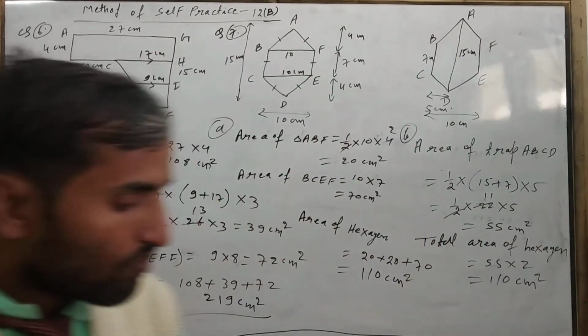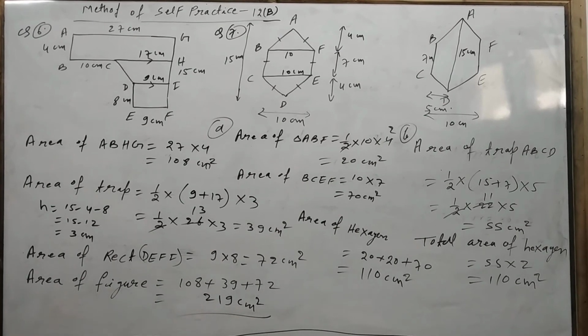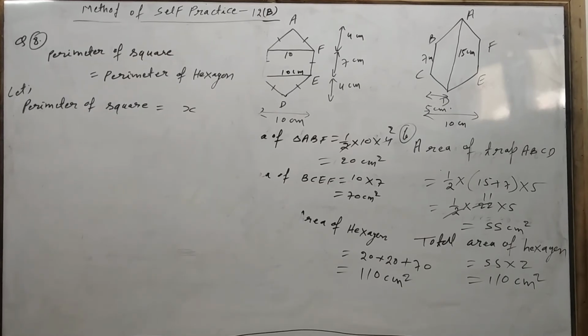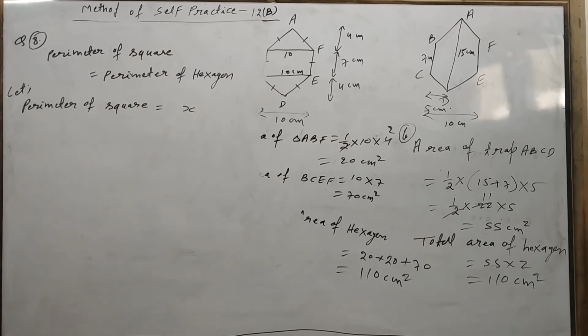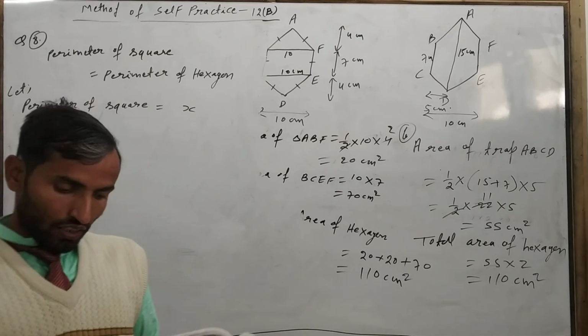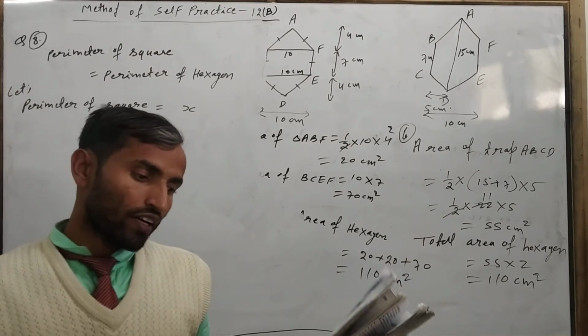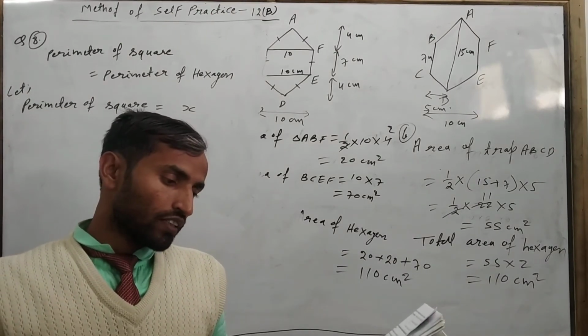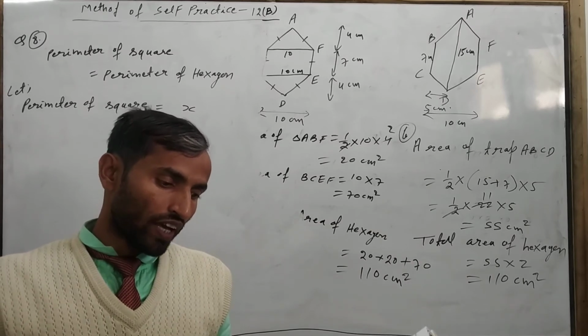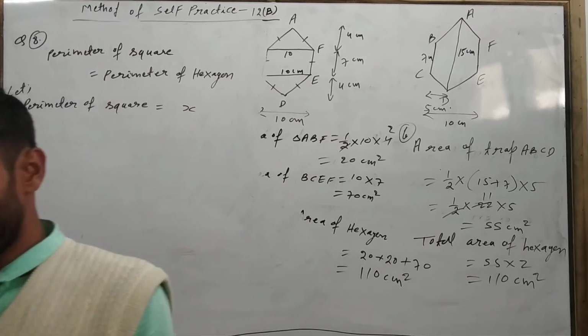Okay, now we have to go for the next question, that is question number 8. First of all, read the question carefully and understand what they are asking. In question number 8, the question is: the perimeters of a square and a regular hexagon are equal. Find the ratio of the area of the hexagon to the area of the square.